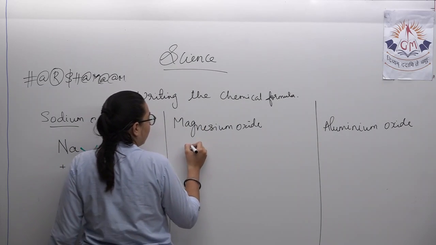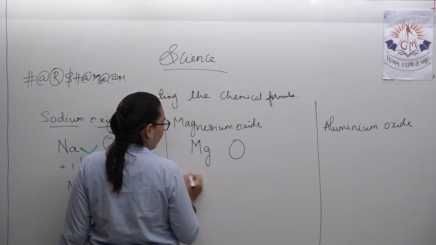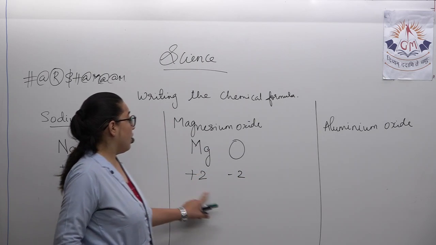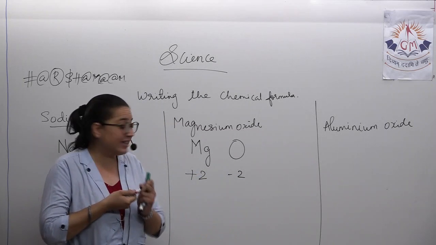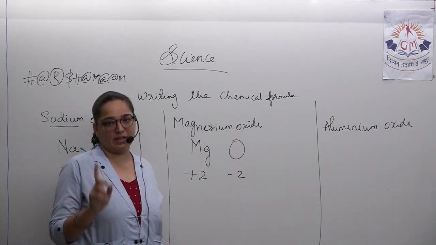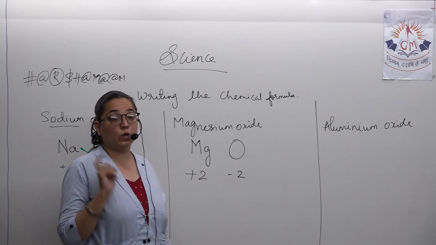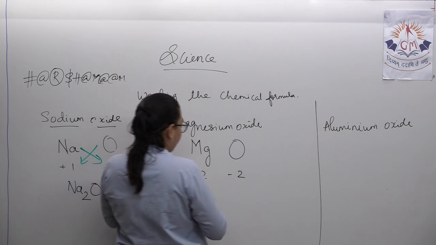The symbol for magnesium is Mg, oxide is O. Mg +2, oxide -2. Both of them are having the same valencies. In that case, don't write the valencies. If the valencies are the same, do not write them. Directly write MgO.